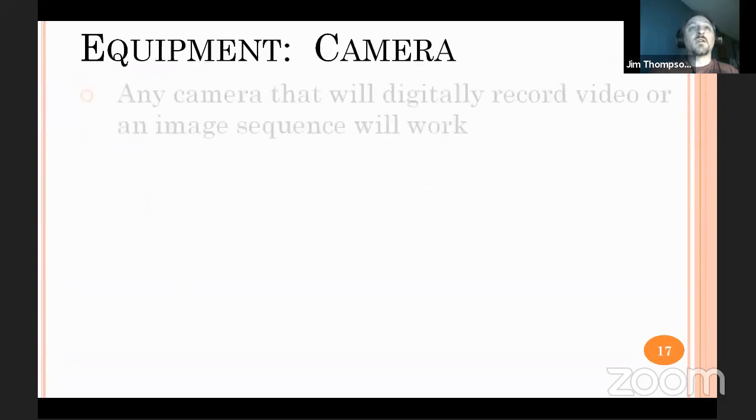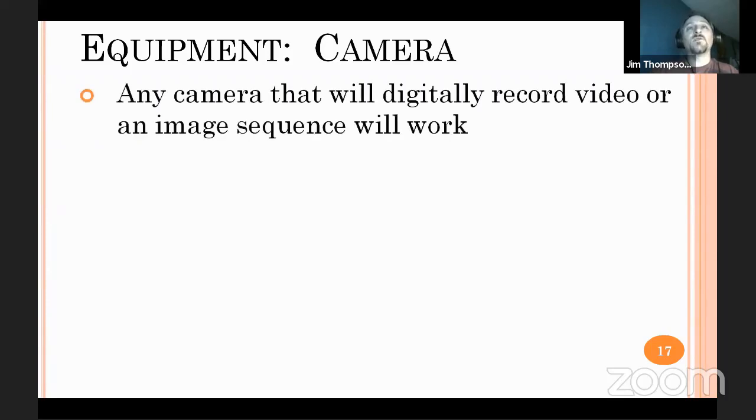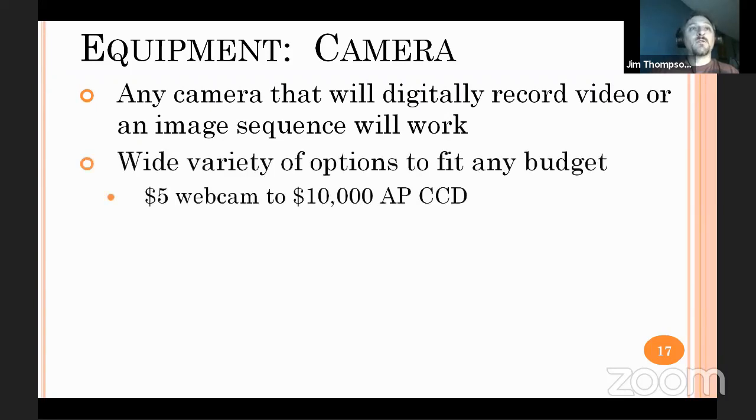So in terms of cameras, you have quite a lot of choices, to be frank. Any camera that will allow you to record video or a sequence of images will do the job. There's a lot of varieties available to fit your budget. You can use a cheap used webcam that you bought off of Kijiji, or you can go crazy and get yourself an astrophotography dedicated camera that is in the 10K range, but I advise you don't need to do that. You can get excellent results with a much more affordable camera.